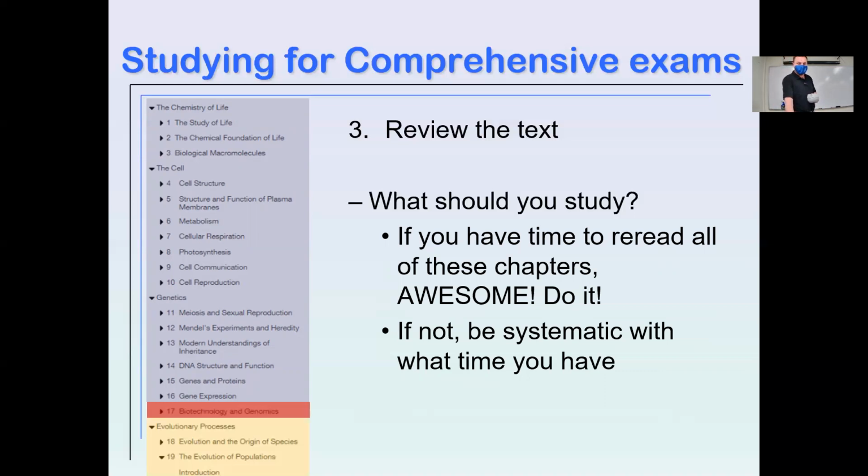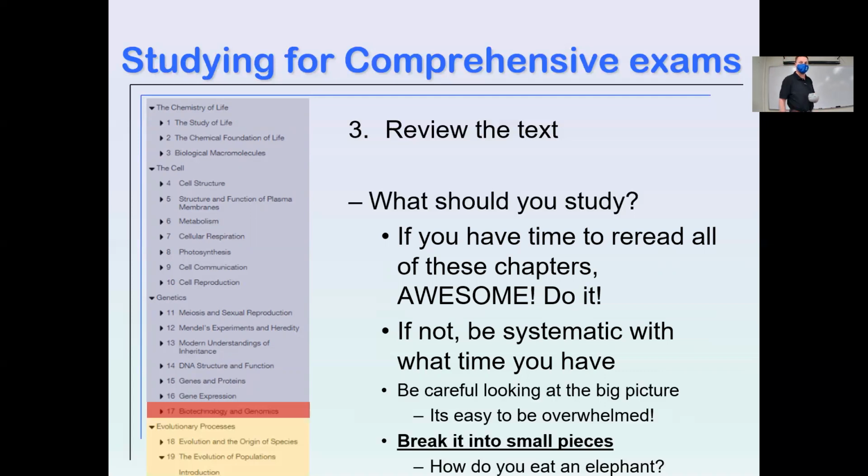So be systematic with the time you have. You also have to account for what time you're going to need to study for your other tests. This may not be the only class you're taking. Again, it's easy to get overwhelmed. Break it into small pieces. Plan to be successful. A fail to plan is a plan to fail.